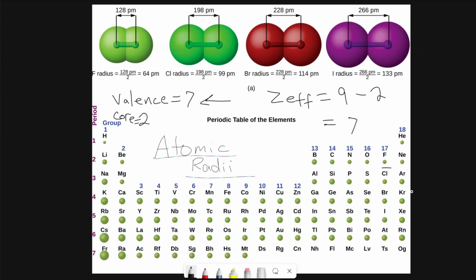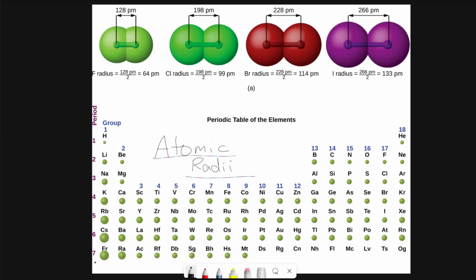The depictions above at the top are showing us how we can determine atomic radii when they're in the diatomic state. Then by dividing by 2, you can determine what the atomic radius is.